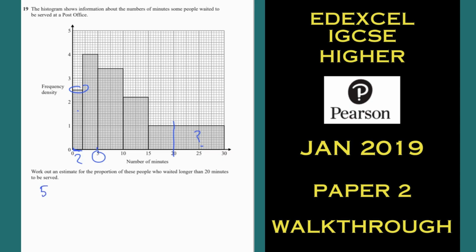That's got an area of 5. Second bar has a width of 3, height of 4. That's a 12. Onto the third bar. That's got a width of 5, height of 3.4, multiplied makes 17. Fourth bar, this one, we've got a width of 5, height of 2.2, area of 11. God, that's a 17. My handwriting's embarrassing. And the final bar, E, 15 wide, 1 high, that's 15.